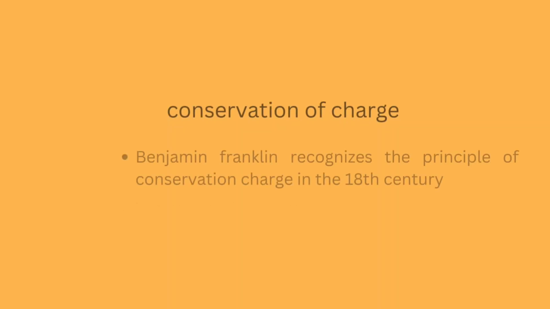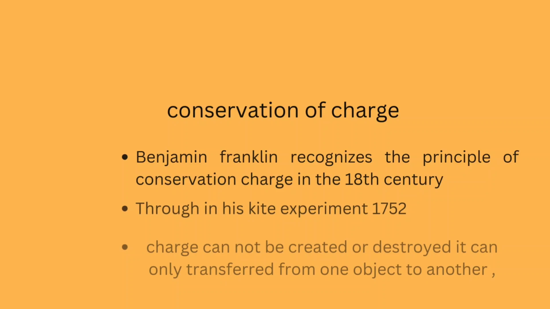Another basic property of charge is conservation of charge. Benjamin Franklin recognized the principle of conservation of charge in the 18th century through his kite experiment in 1752, and he demonstrated that lightning is a form of electricity. He also introduced the idea of positive and negative charges and observed that charge is never created or destroyed, only transferred from one object to another object. This means the total amount of charge in a closed system always stays the same.